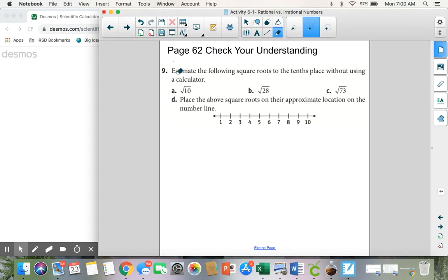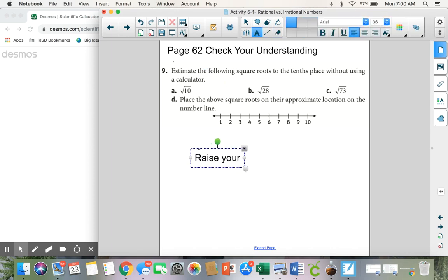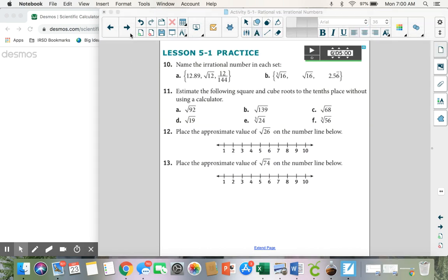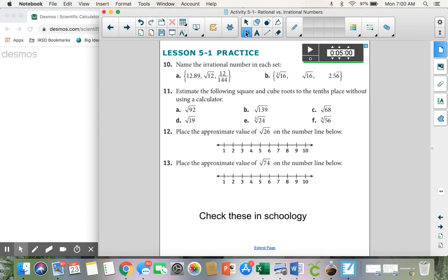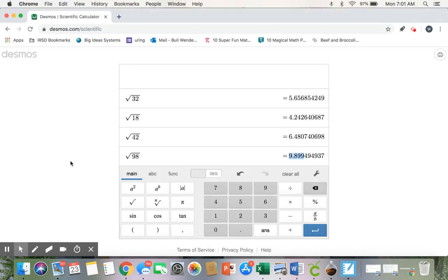So you're going to go ahead and do number 9. Once you finish number 9, I want you to raise your hand to check it. And then once you check these, you're going to go ahead into the 5-1 practice, so you can check these in Schoology. These are available in Schoology. You do not have to do E and F, but if you do, those are just extra challenge problems.